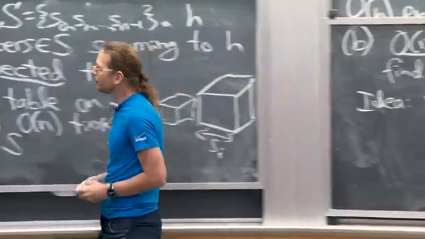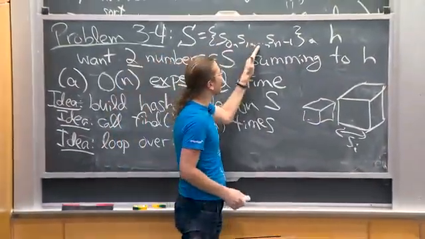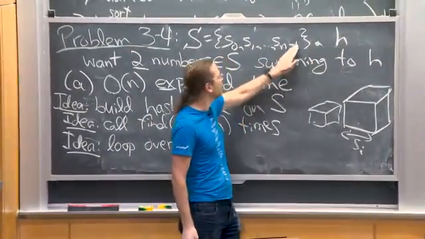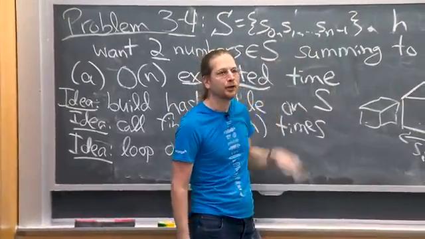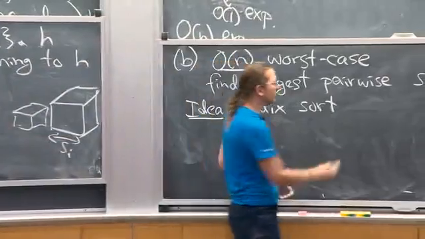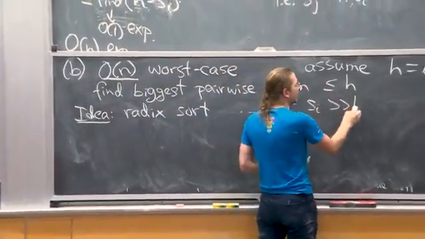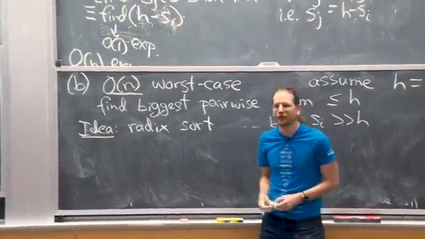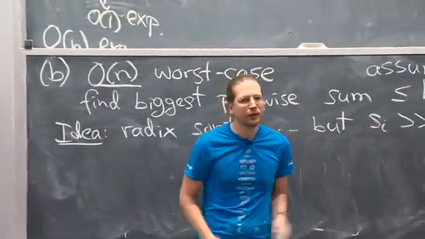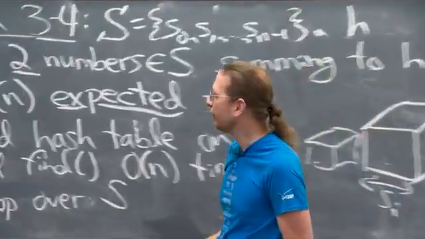Now, there's a problem here because we're given some numbers. We're also given some integers, the Sis. We're also given H. We're told now that H is a nice small polynomial, but we have no idea how big these numbers are. So the problem with this idea is that, well, Si could be bigger than H. We have no idea how big the Sis are. What can I say about Sis that are bigger than H for this problem?